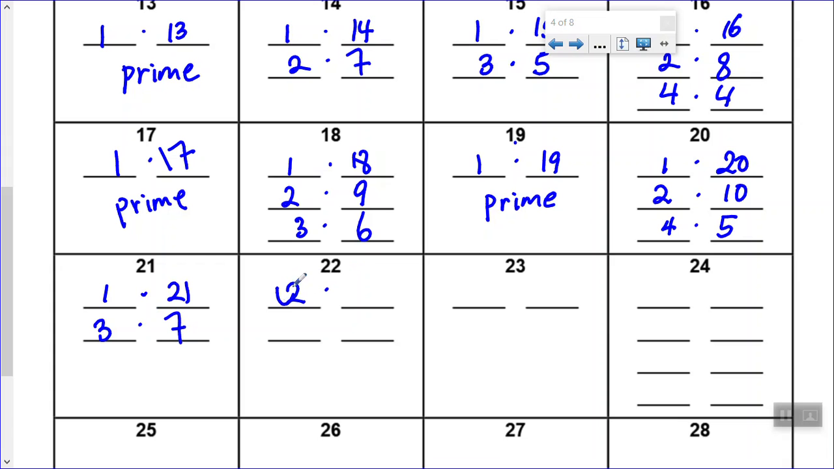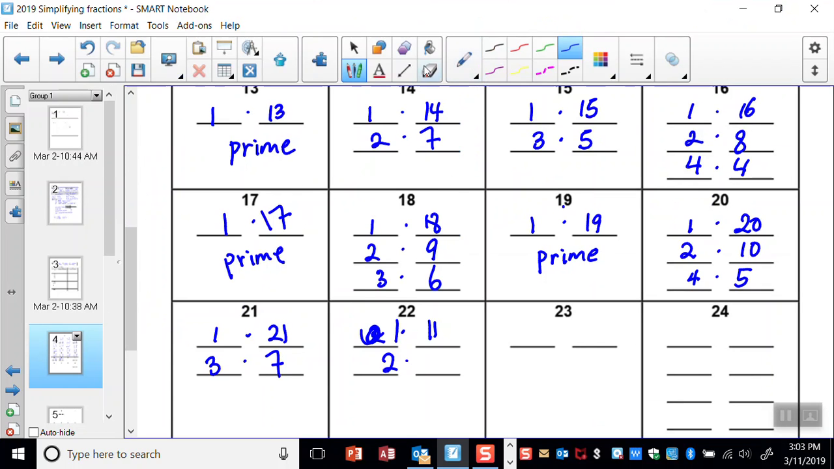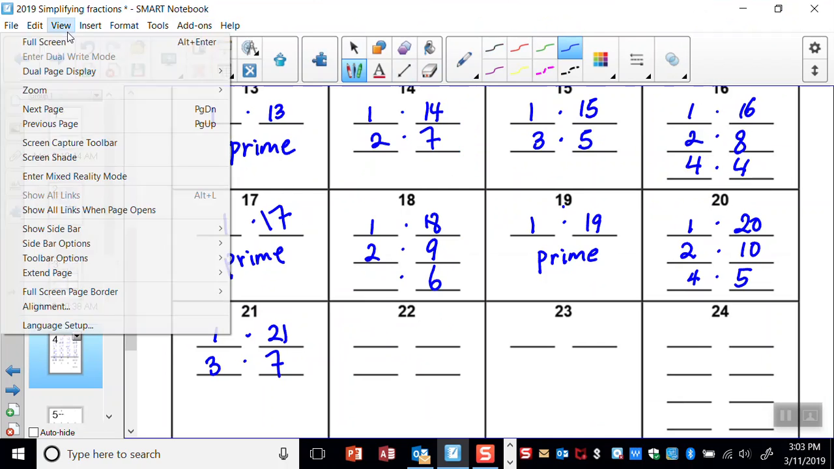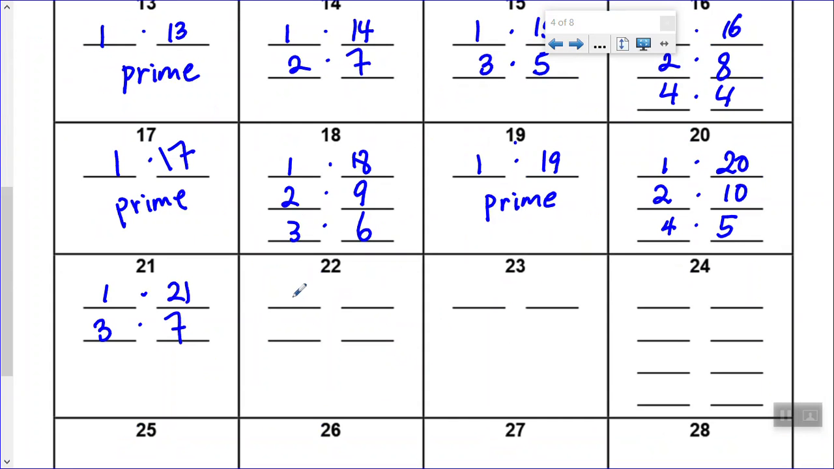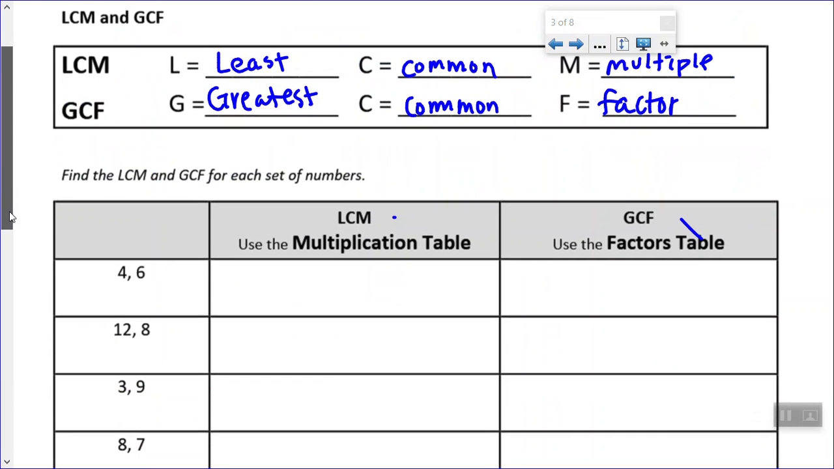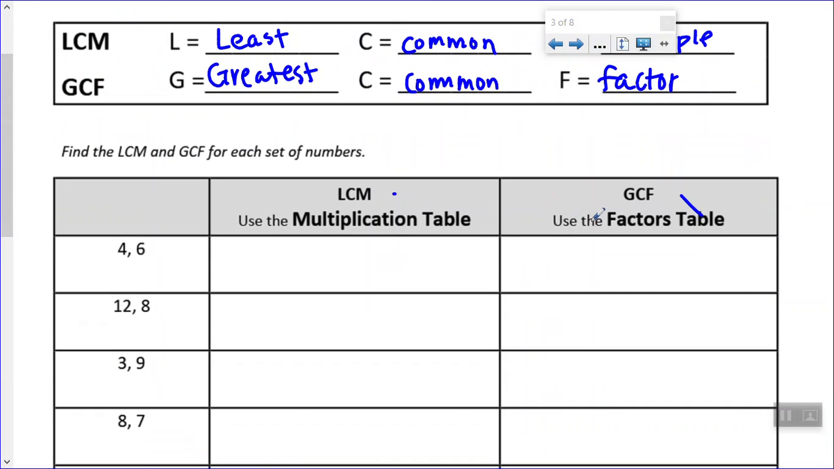22, I'll start with the 1 times 11 and 2 times, sorry. I'll do this one again. So 1 times 22, and then 2 times 11. 1 times 23, it's a prime number. So you can kind of finish this page on your own and check your answers with me. But let's use the factor table to find the GCF.